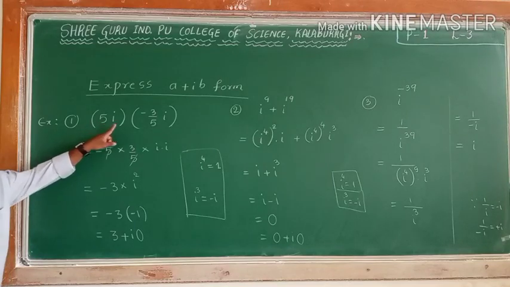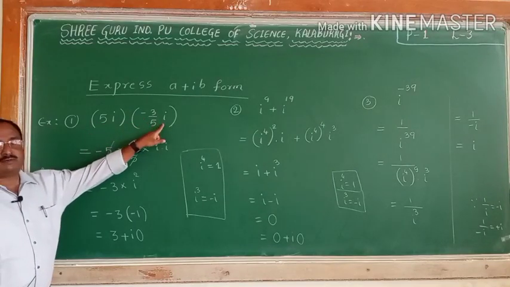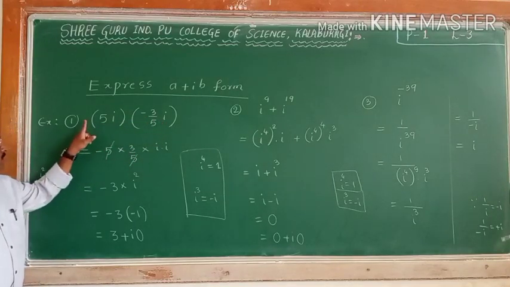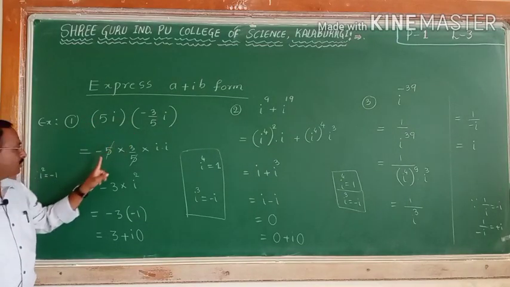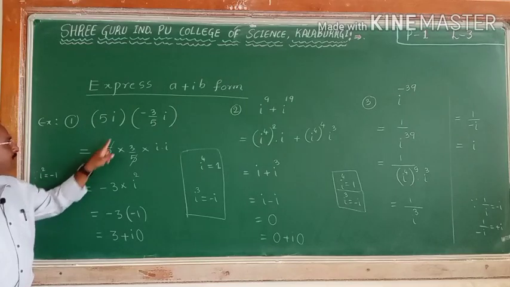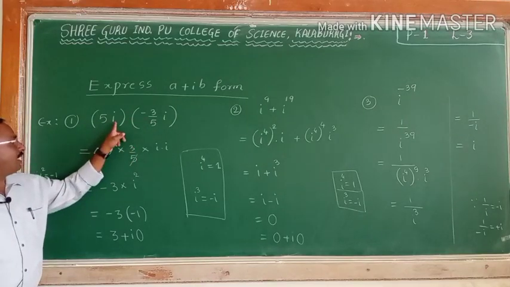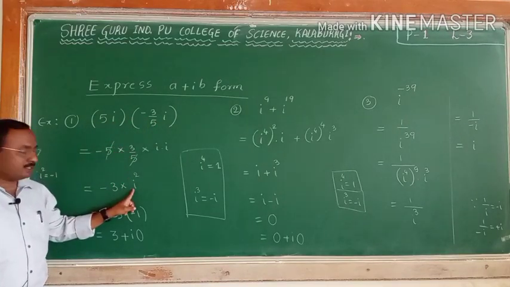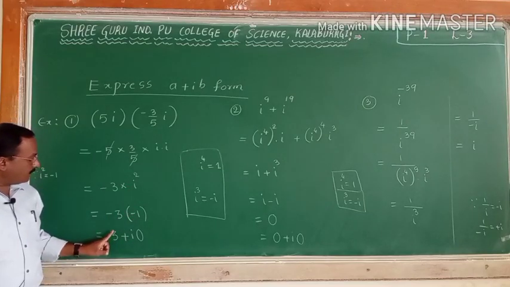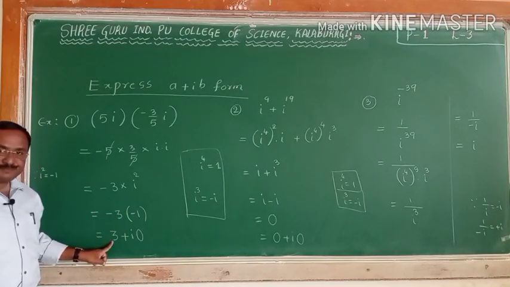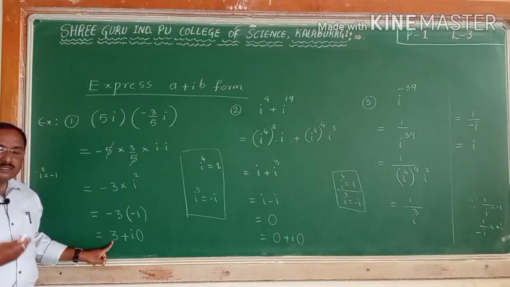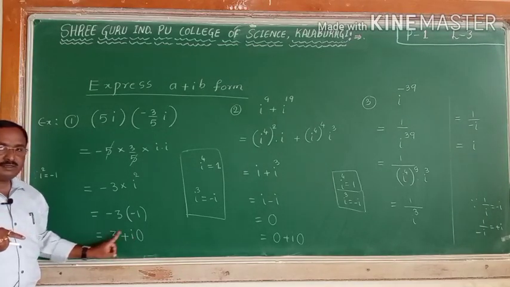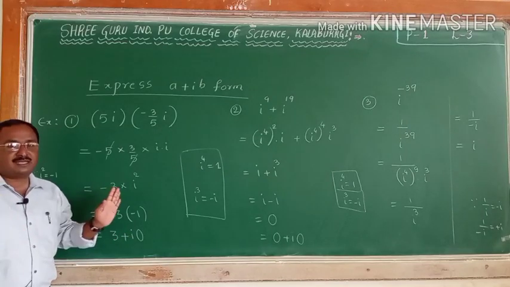5i into minus 3 by 5 times i, express in a plus ib form. Plus times minus is minus, 5 as it is, 3 by 5 as it is, i into i always i square. I square value is minus 1. The result is minus minus plus 3. Here this is the real part. Imaginary part is what? 0. So it is 3 plus i0, in a plus ib form.